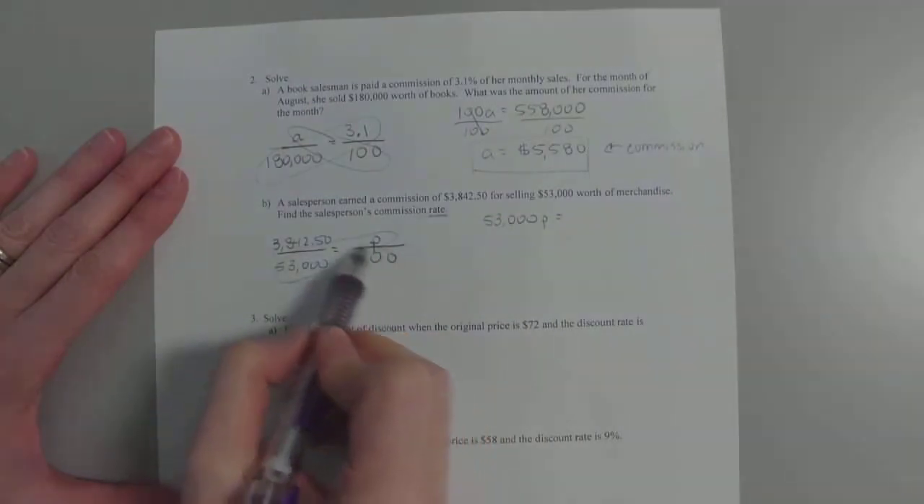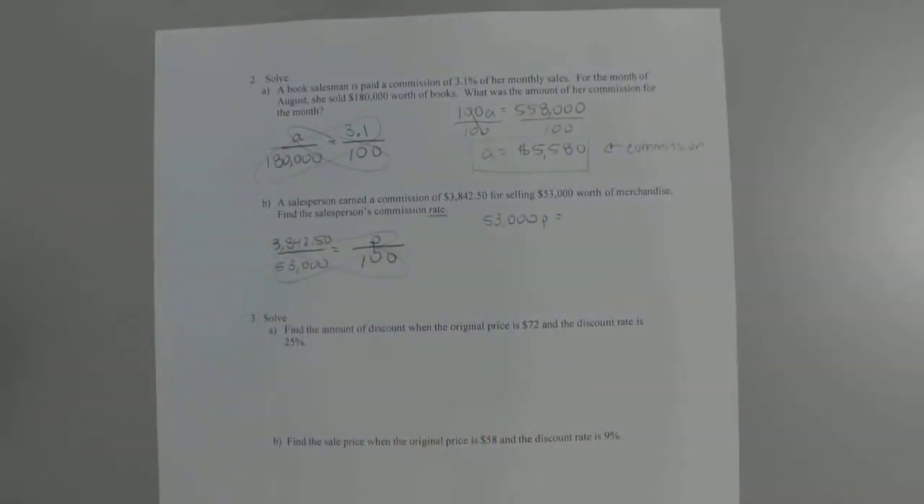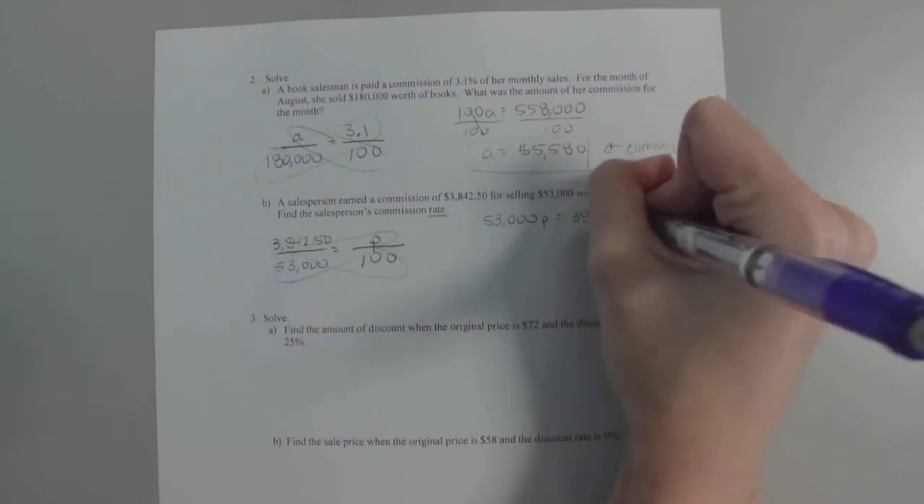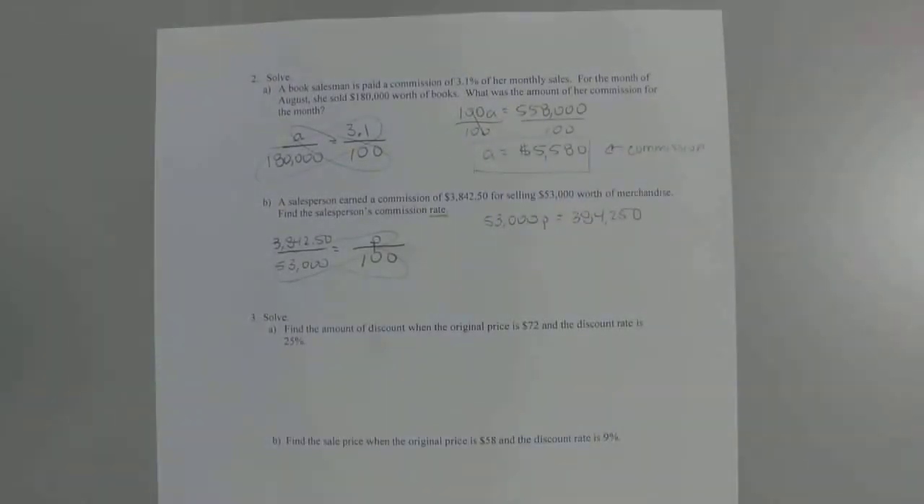So let's go ahead and cross multiply. We'll have 53,000 P equals 100 times that 3,000 chunk, which will give you 384,250. Just move that decimal over 2 spots, right?